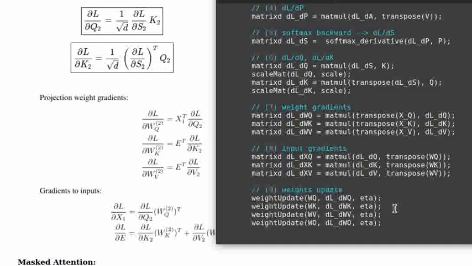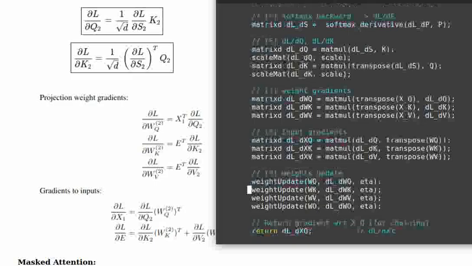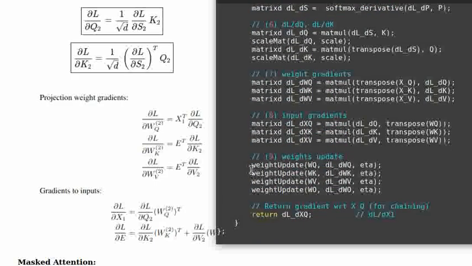And with the weight gradients known, we can update the weights easily. We're calling this function update weight with the value of eta. And we return dL/dXQ for the usage of the block below, or the previous block. So dL/dXQ is our dL/dX1. X1 is our input in the discussion here.